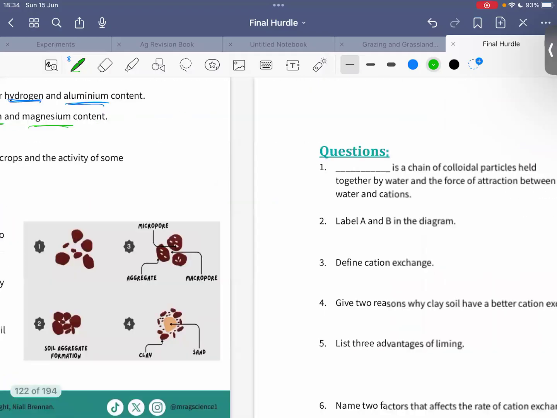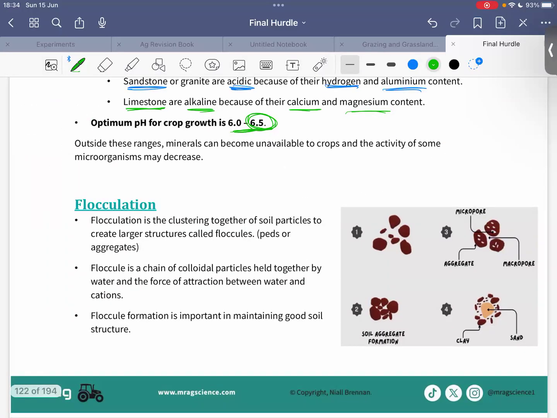And the last part, I'm fairly sure of it, of the chemical properties of soil, as someone mentioned already, was our flocculation. So what is flocculation? Flocculation is the clustering together of soil particles to create larger structures called floccules, peds, or aggregates, okay?